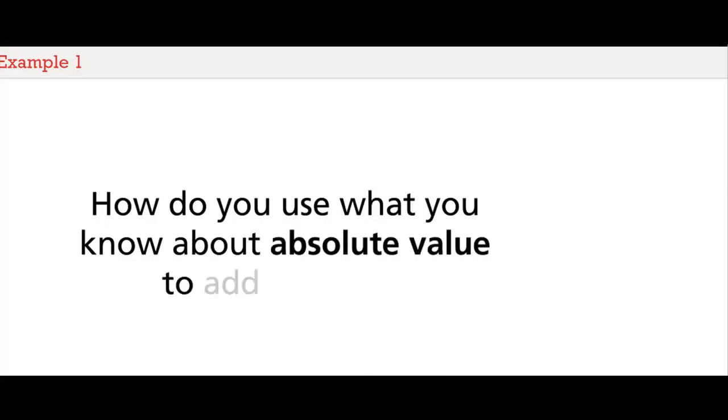Absolute value to add integers. Think about this question during the lesson.